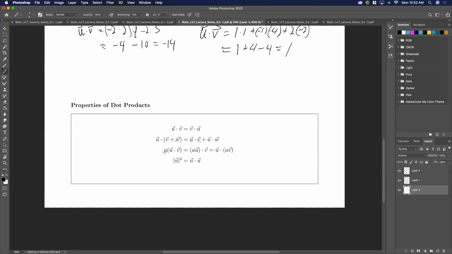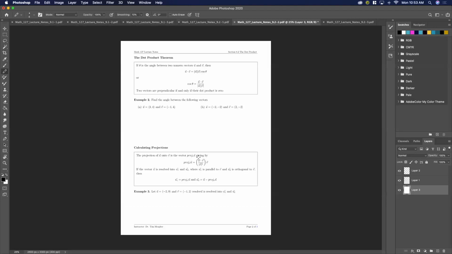If I have some scalar multiple here, I can put the scalar in with u and then do the dot product, or I can do the dot product and then apply the scalar, or I can put it in with v. The magnitude squared is equal to the dot product of a vector with itself. Okay, so these are just some properties. It just tells you what you can and cannot do.